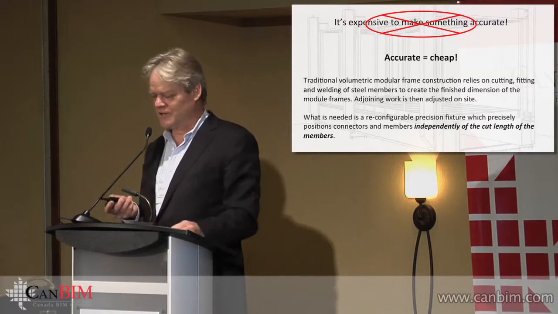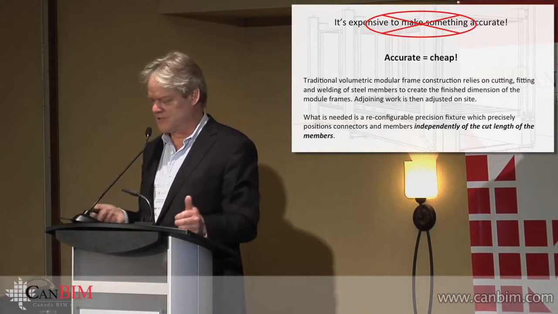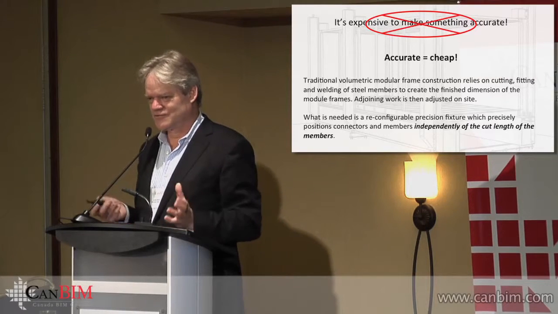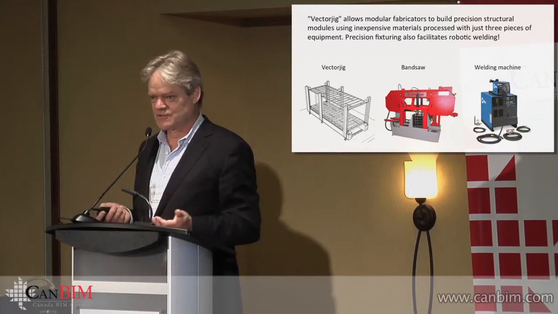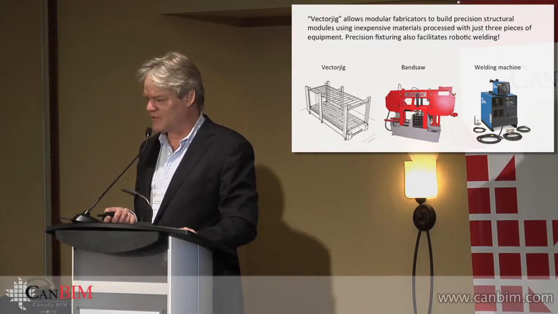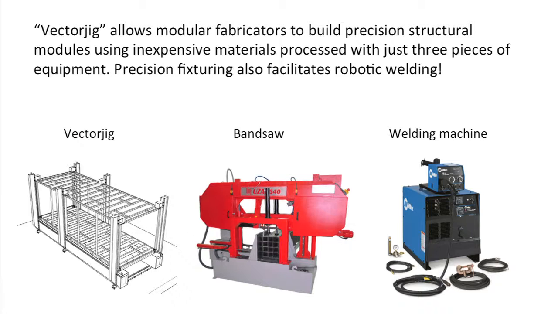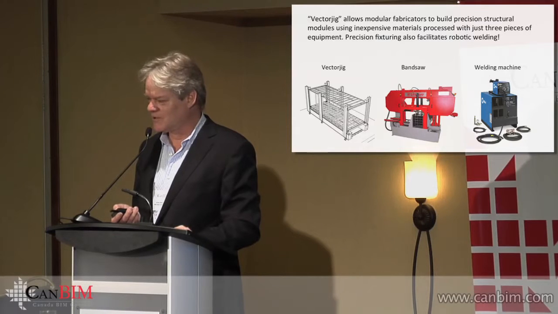So we've put a lot of thought into this area. As a matter of fact, it underlies the whole approach. Cheap in the case of a fabricator means not having to invest an enormous amount in equipment. And so we've come up with this idea of what we call the Vectorjig. This is a space frame made out of laser cut plate. As you'll see, we have one partially fabricated now.